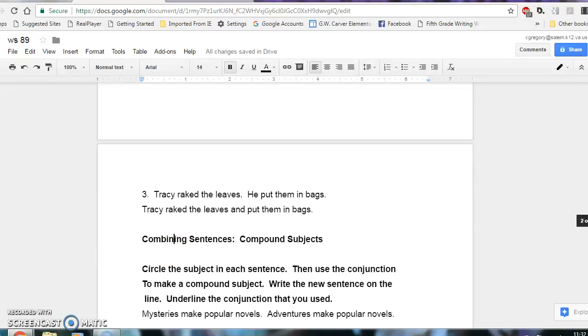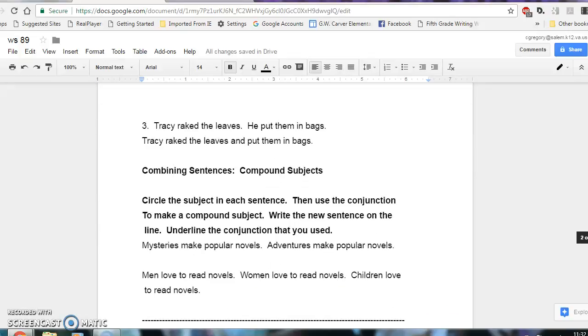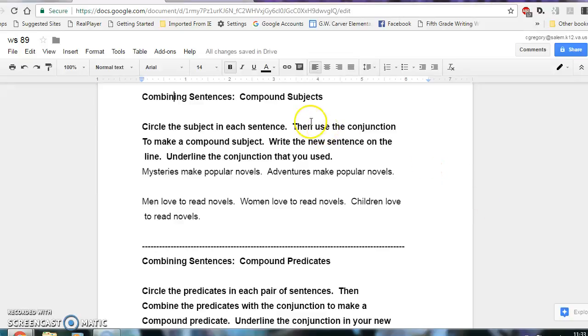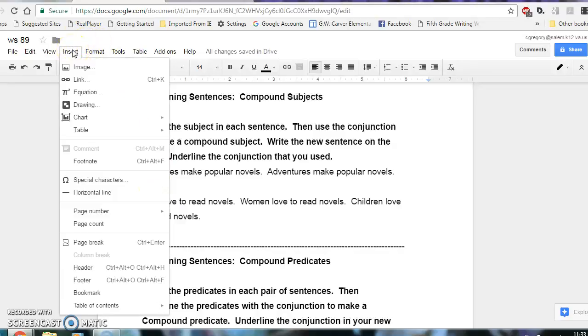Now we're going to be combining sentences on the back. So this is actually where you need to flip your paper over. Sorry, mine is not matching up to yours. We have some different directions here, though. Circle the subject in each sentence. Then use the conjunction to make a compound subject. Write the new sentence on the line. Underline the conjunction that you used. Mine does not have lines because I had to retype it. But we are going to circle our subjects.